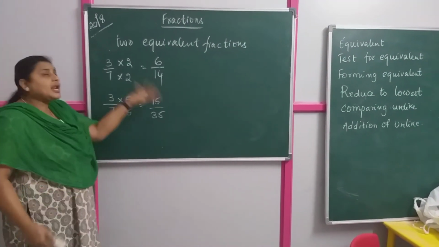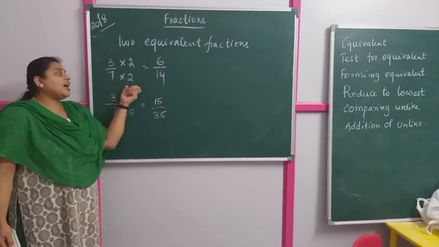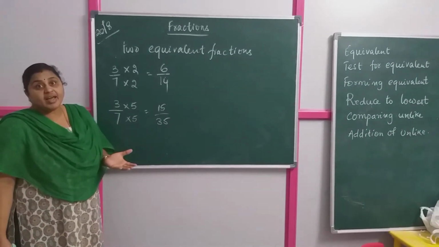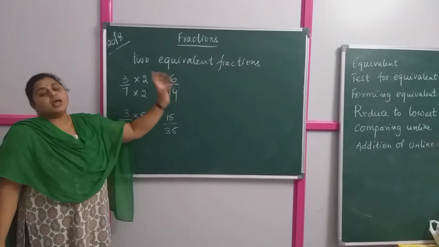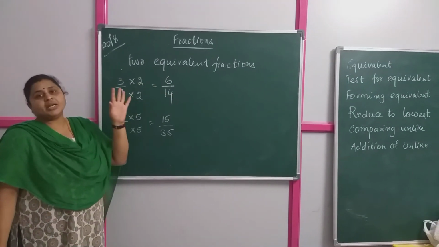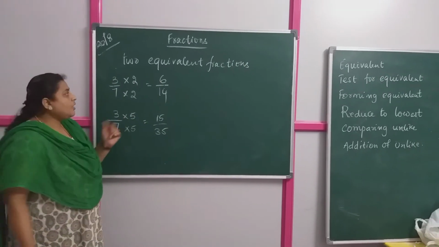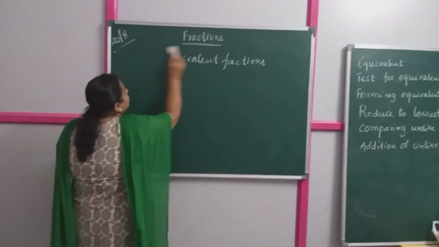You can find n number of equivalent fractions. Here I asked for 2. Therefore, I have multiplied 3 by 7 two times. If I want 5 equivalent fractions, for 3 by 7 again you can multiply with 4 or 6 or 7. How many equivalent fractions you want, you can find out. Got it? Now next we will move on to changing a fraction to its lowest term.